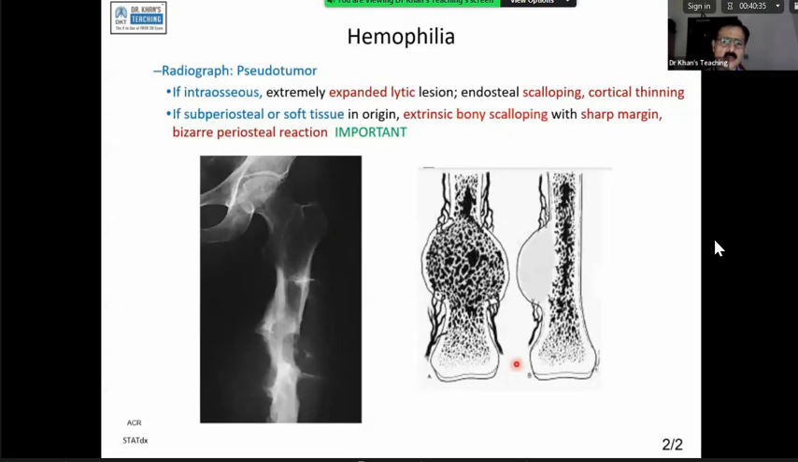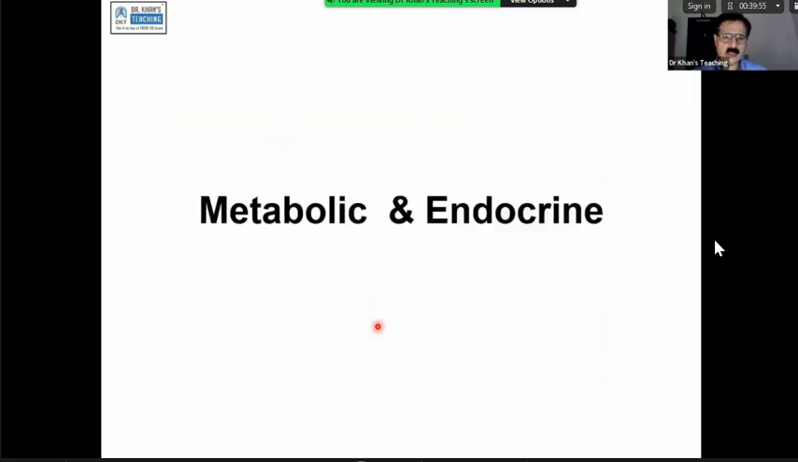hemophilia, and this is what I was telling you. Do you see this? This is subperiosteal or soft tissue extrinsic bony scalloping with sharp margin, bizarre periosteal reaction. Important. So now you have seen another presentation. And this is what this exam is about. If an examiner has got this unusual presentation of a condition, it's not a common condition, we know that, but this one is, if you have not seen it, you will never pick it up. If you have seen it, you know, maybe 8 out of 8. Okay, good, well done.